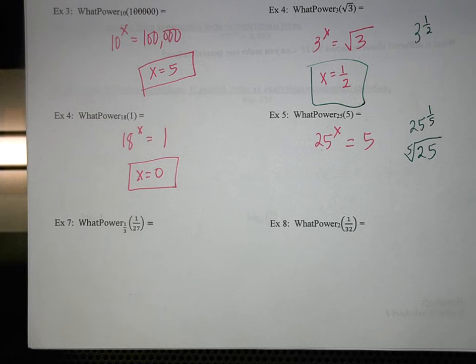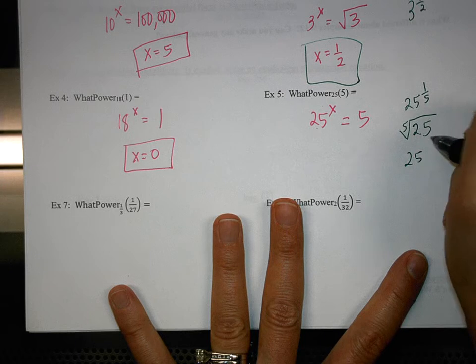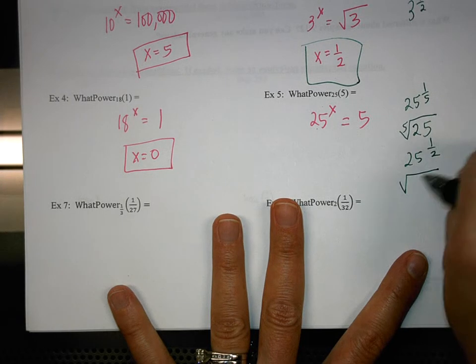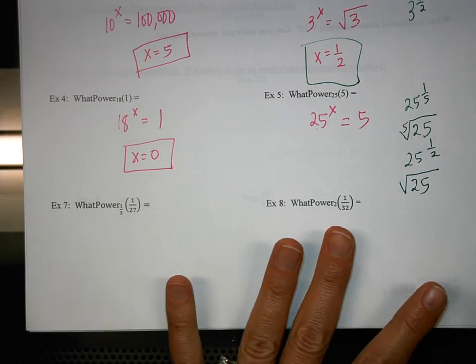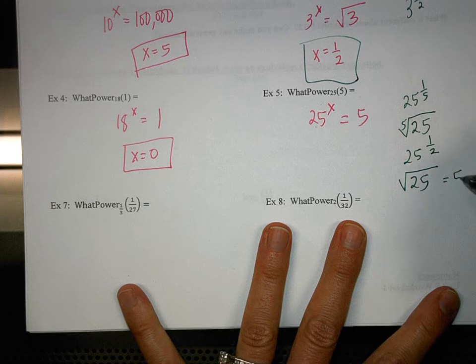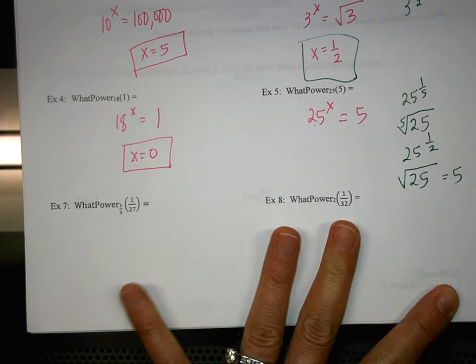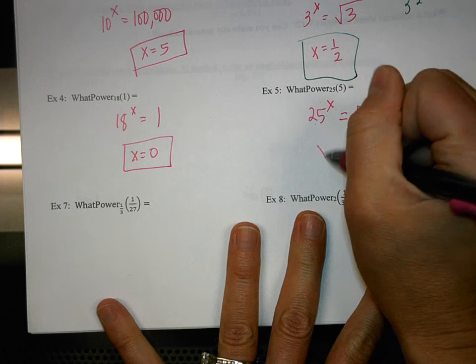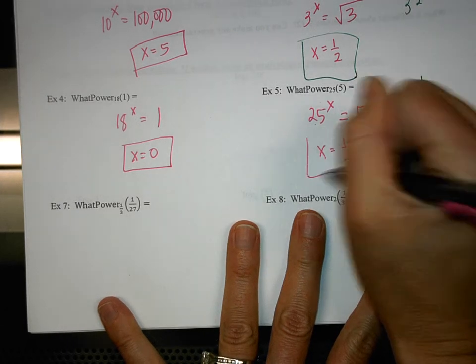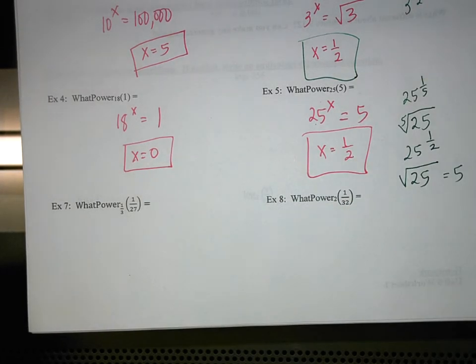Can you guys rethink your answers? 1/2. Good. Because if I had 25 to the 1/2, that would be the square root of 25, which is 5. And we're looking for the answer of 5, correct? So therefore, x equals 1/2. Okay?